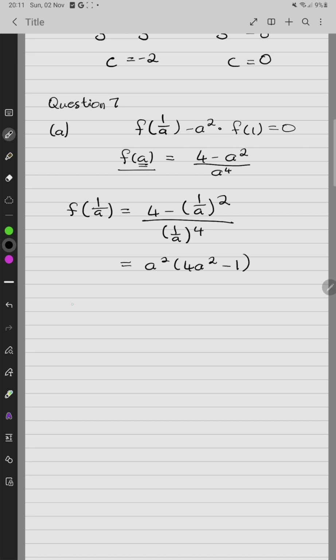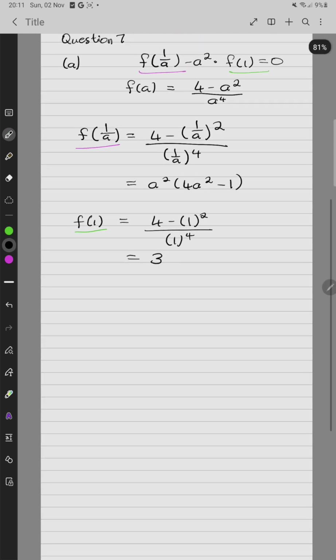Let's look at f of 1. So now in place of a, I'll put in a 1. If I do that, then I get f of 1 equal to 4 minus 1 squared divided by 1 to the 4th power. And if I solve that, that is 1. 4 minus 1 is 3. I get 3. And now I can answer the question because in place of f of 1 over a, I can substitute, and in place of f of 1, I have 3. Let's see how that looks.